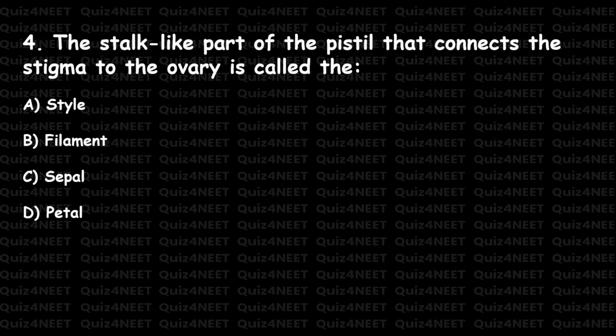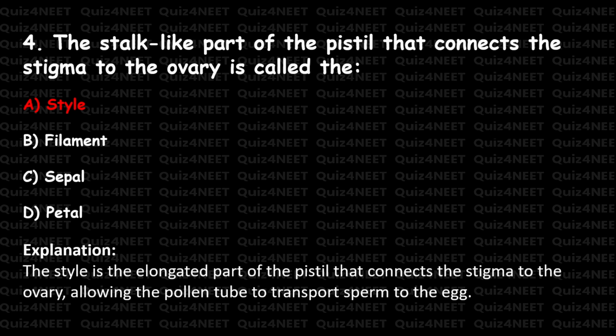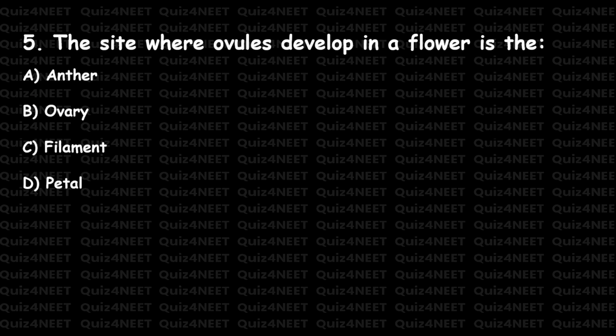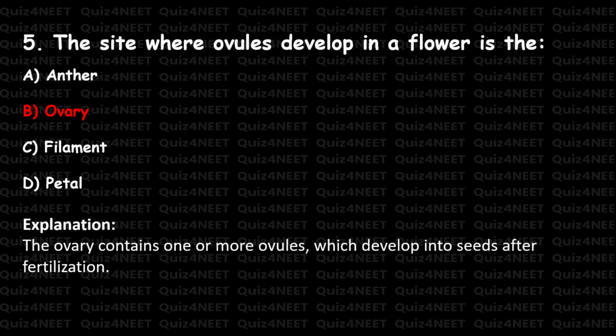4. The stalk-like part of the pistil that connects the stigma to the ovary is called the A. Style, B. Filament, C. Sepal, D. Petal. Right answer, A. Style. The style is the elongated part of the pistil that connects the stigma to the ovary, allowing the pollen tube to transport sperm to the egg. 5. The site where ovules develop in a flower is the A. Anther, B. Ovary, C. Filament, D. Petal. Right answer, B. Ovary. Explanation. The ovary contains one or more ovules, which develop into seeds after fertilization.